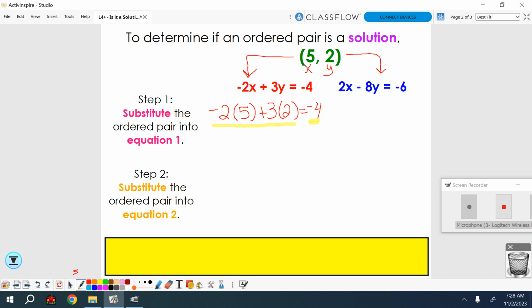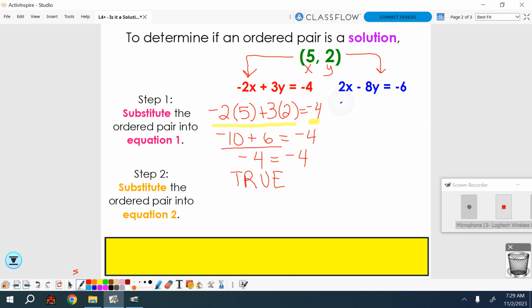Okay, so -2 times 5 is -10. 3 times 2 is 6. And when I do -10 plus 6, I get -4, which does equal -4. So this first equation, when I do my substitutions, is true. Okay, that doesn't mean it's a solution yet. It just means it's a solution for this equation.